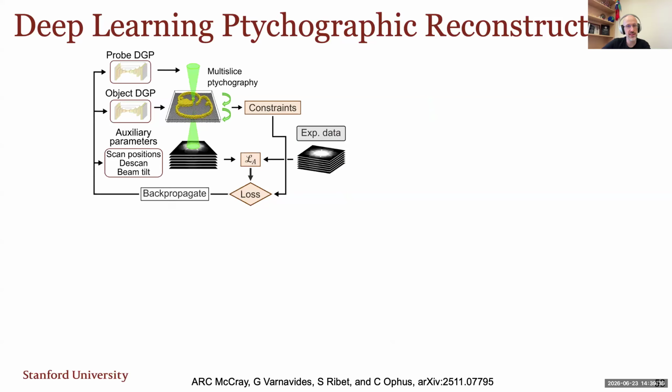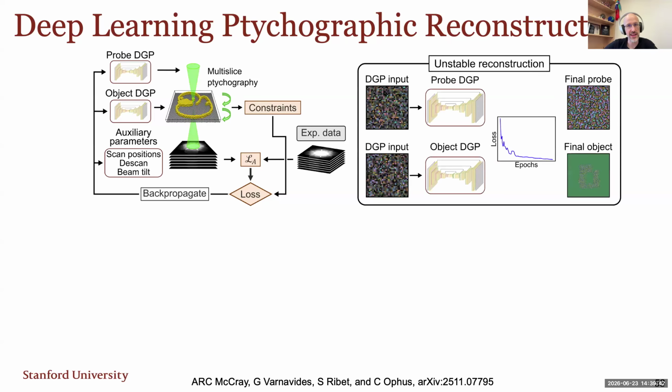So why do you want to do this? Well, first, I mentioned you can't pass in random noise, and the reason is if you do that, you get a very ill-conditioned output object and probe. This works in the literature for visible light processing with these deep image priors. It did not work for us.